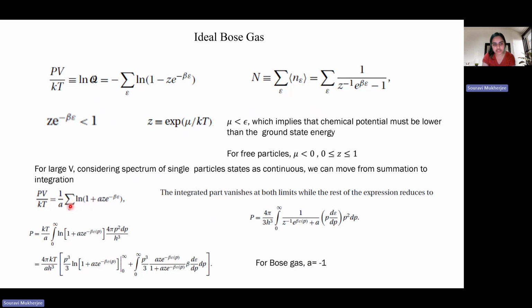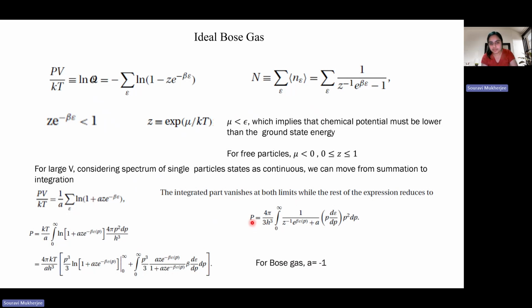Now when you're going from summation to integration, what are you doing? You're basically doing an integration over the phase space volume, right? So that's why you're writing it as 4 pi p squared dp divided by h cube. What is h cube? H cube is the smallest phase space volume occupied by a single microstate, right? So this is how you go from summation to integration. And now if you do integration by parts, this term would go away. So what would remain is this.